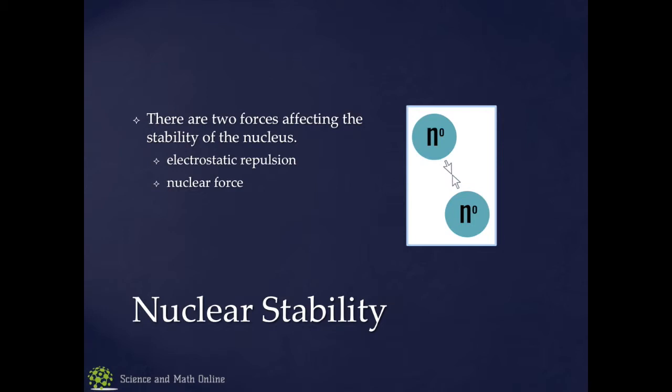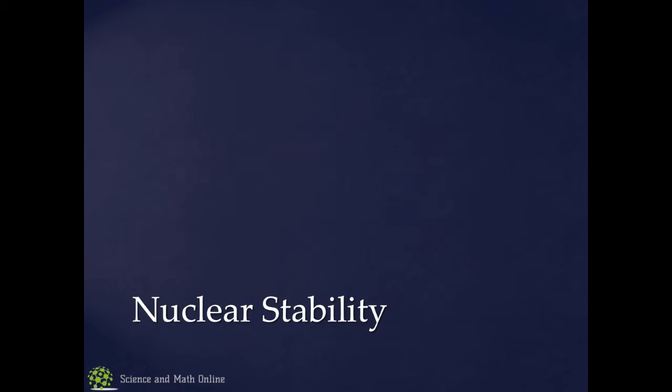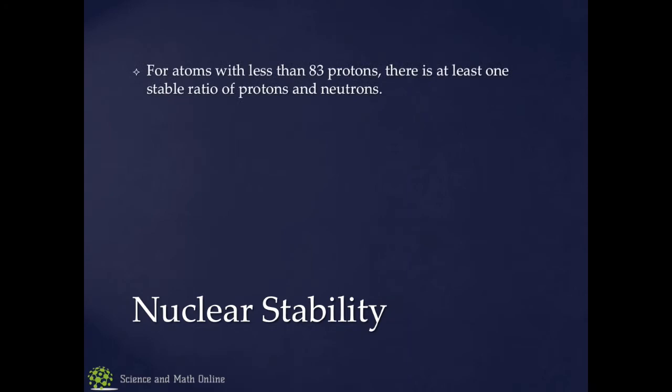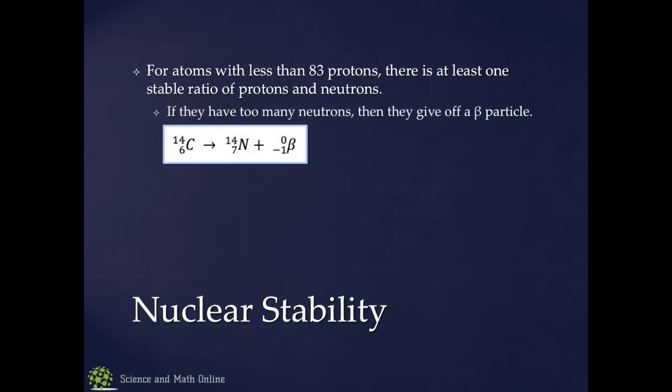They're what actually keeps the protons from pushing each other so strongly that they completely separate the atom. And so as we go through, with atoms less than 83 protons, there's at least one stable ratio that works. And so they tend to react accordingly. If they have too many neutrons, then they try to give off beta particles in trying to get stable.